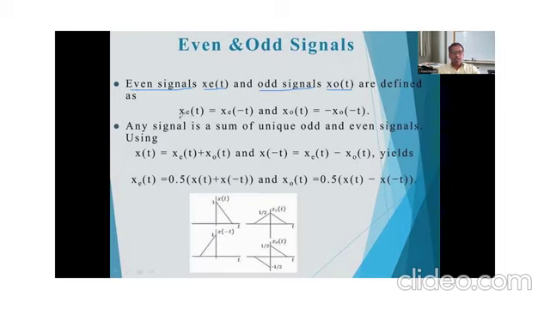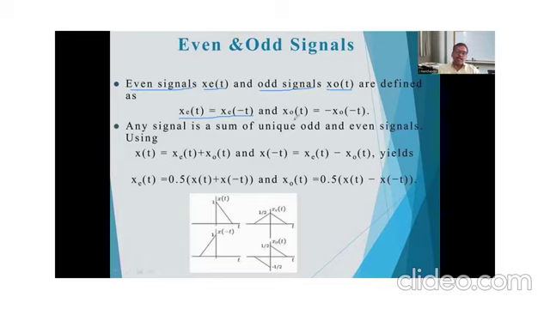Mathematically, the even signals can be represented as xe of t is equal to xe of minus t. So the positive side of the signal is equal to the negative side of the signal. If instead of plus t, I put minus t, the signal should be the same, symmetric about the origin. Those signals are known as even signals.